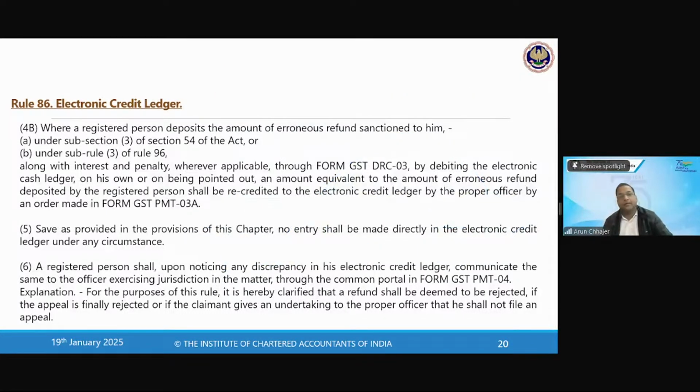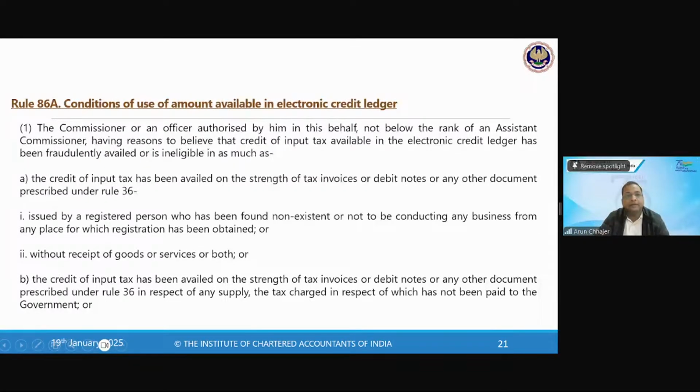So save as provided in the provision, no entry shall be made directly in the electronic credit ledger under any circumstances. A registered person, upon noticing any discrepancy in the credit ledger, shall communicate the same. Okay. Now, Rule 86A. So, what is the Rule 86A?